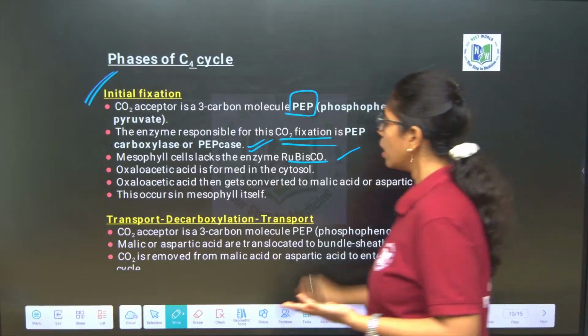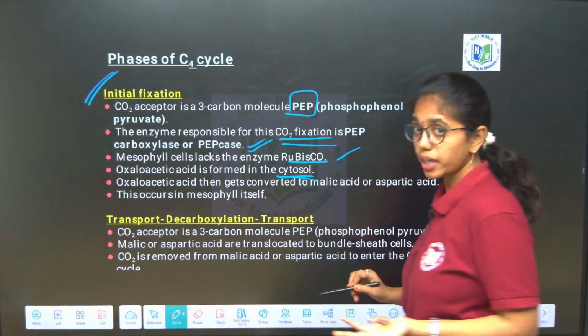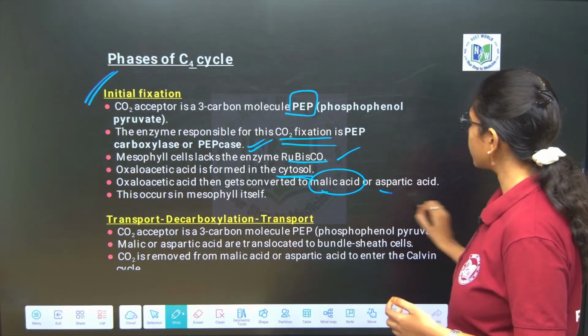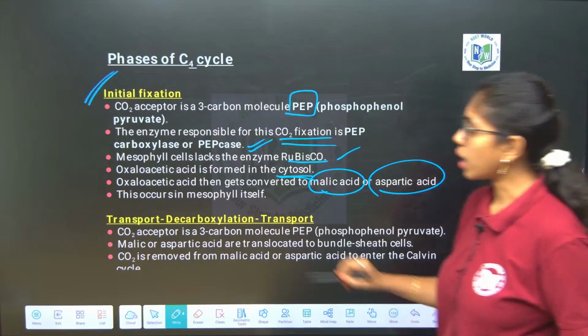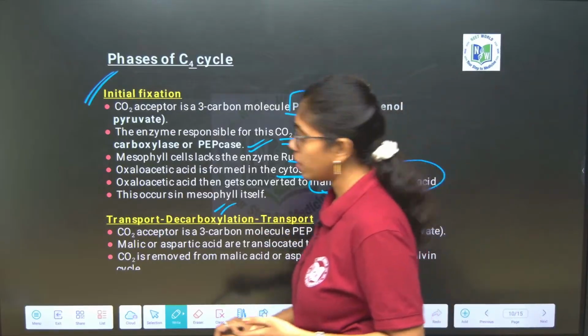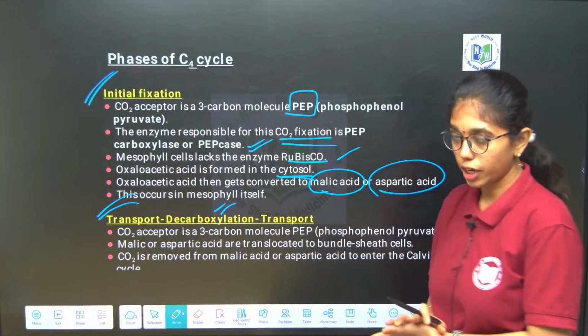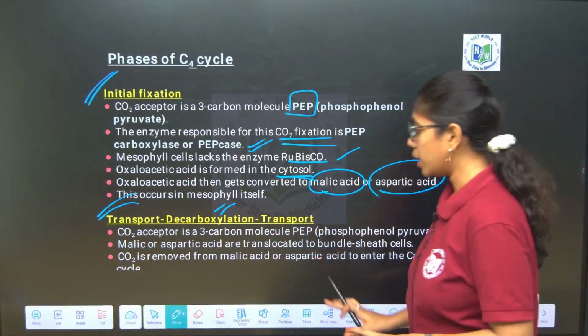Oxaloacetic acid is formed in the cytosol, correct? Oxaloacetic acid then gets converted to what? Malic acid or aspartic acid. This occurs in mesophyll itself. Transport, that is decarboxylation and then transport, this happens where? In the bundle sheath cells.